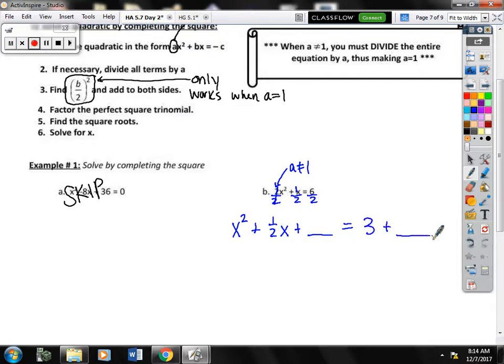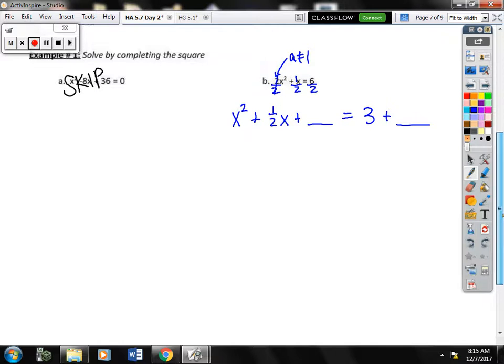And I'll put my plus blank. Make sure you do it on both sides. You have to be consistent and balance your equation. All right, once you do that, this now becomes my a. This is my b. This is technically my c, which you don't need.